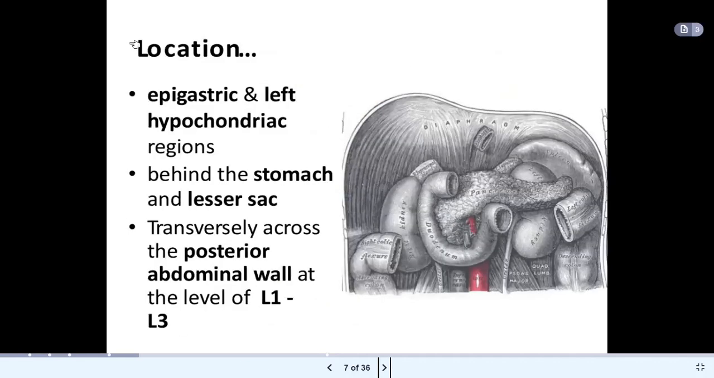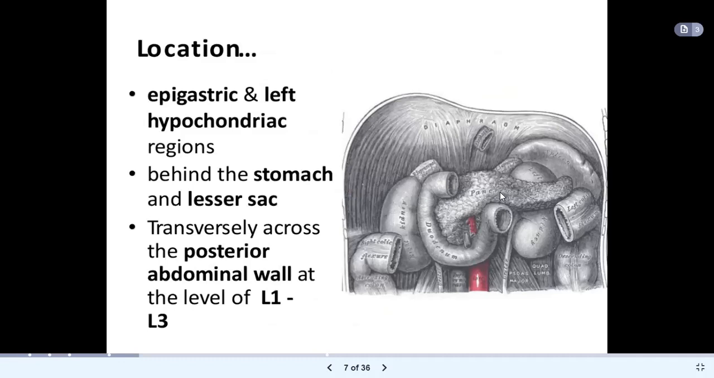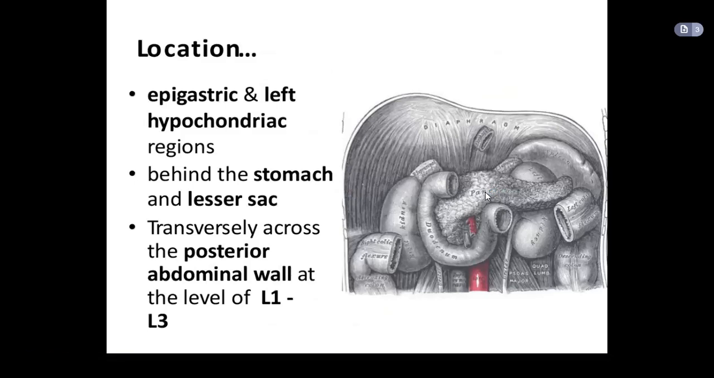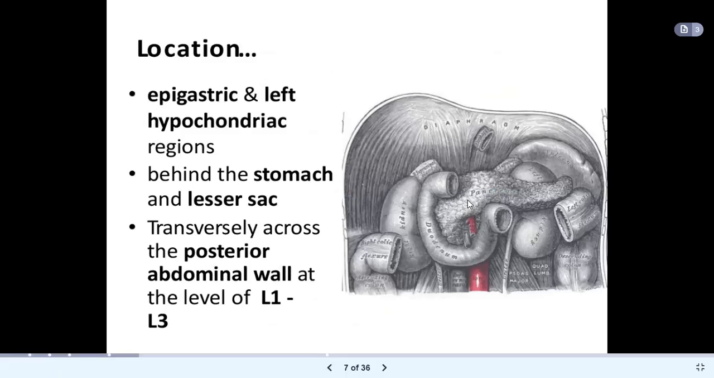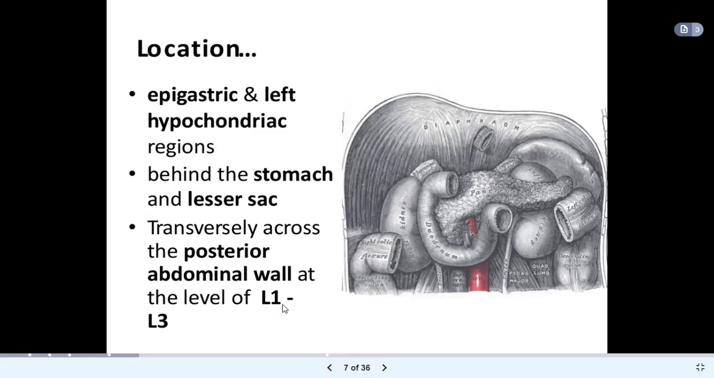Location: it lies obliquely on the posterior abdominal wall, partly to the right of the median plane and partly to the left. It lies behind the peritoneum, opposite the first lumbar and second lumbar vertebrae, or L1, L2, L3 vertebrae.